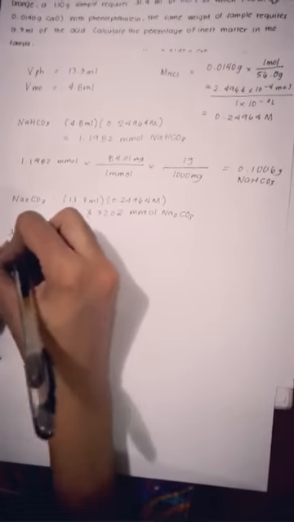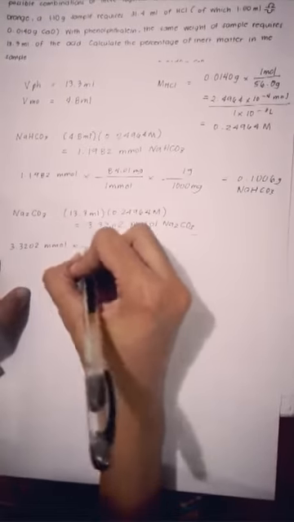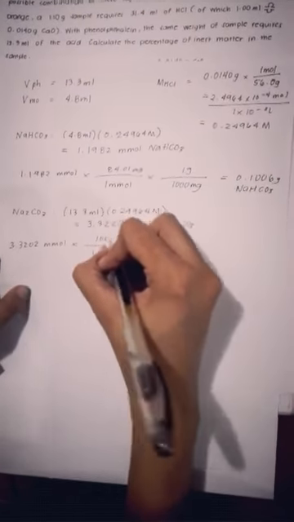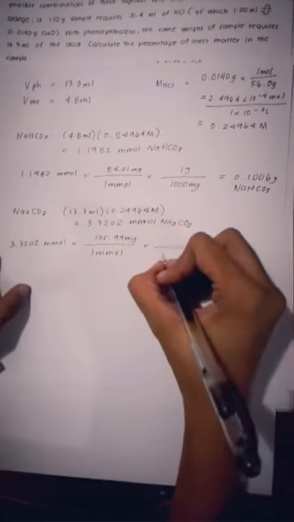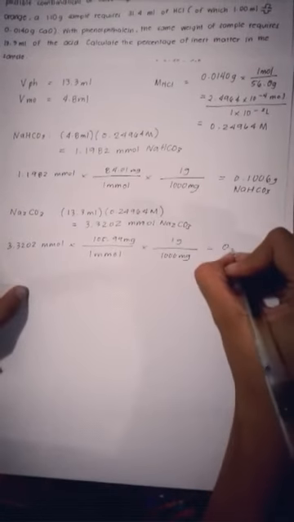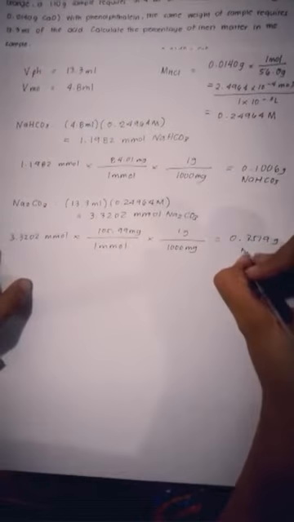Now that we have the moles of the sodium carbonate, let's solve for its grams. So 3.3202 mmol multiplied to 1 mmol, then the 9.95 milligrams, then 1,000 milligram, then 1 gram. The answer will be 0.3519 grams of sodium carbonate.